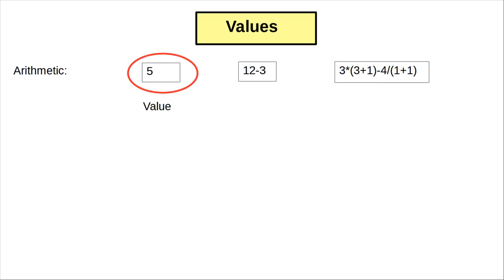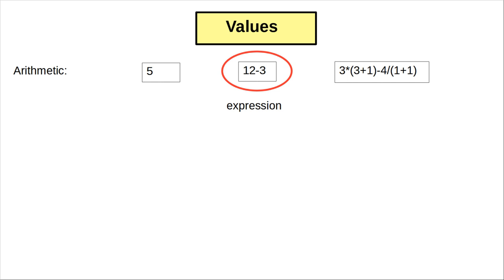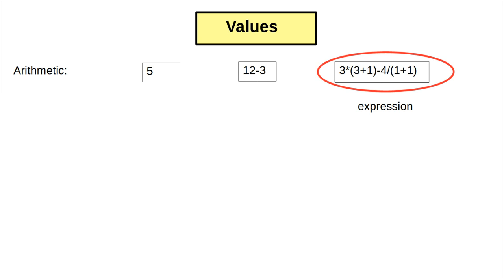And now, some examples. This is an arithmetic value. And this is an arithmetic expression, whose outcome is value 9. This is an arithmetic expression too. To find its outcome, we need to do the math. Parentheses have the highest priority, then multiplications and divisions, and finally, additions and subtractions. The outcome of this expression is 12 minus 2, that is, it is 10.